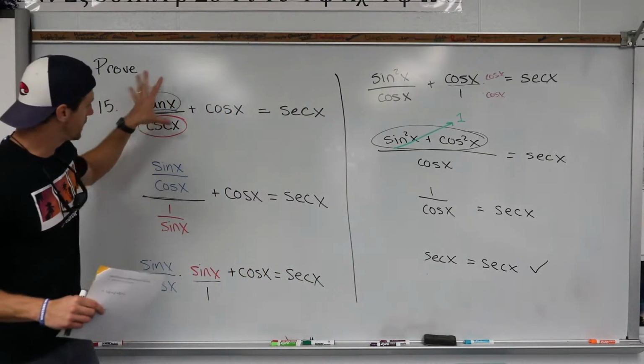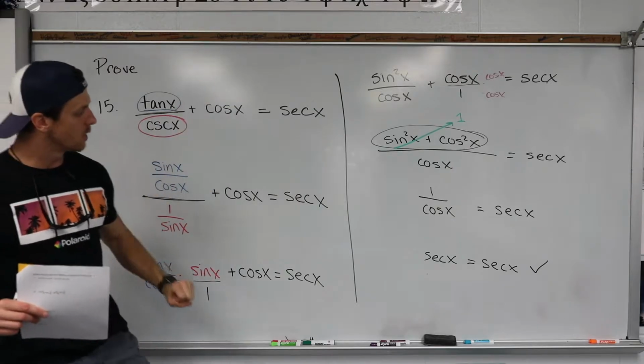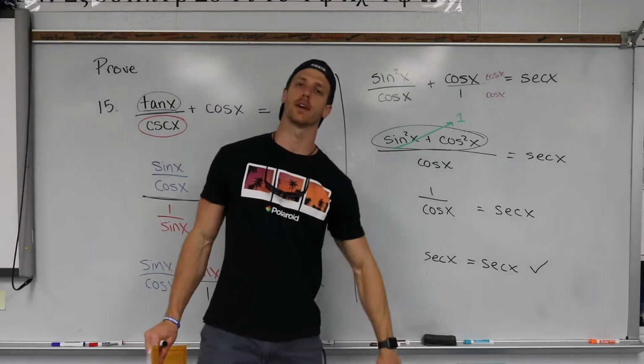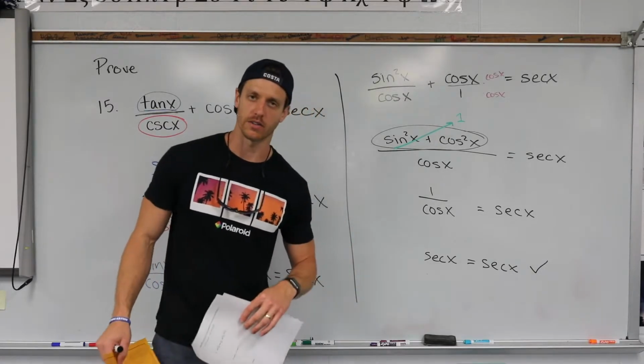We just proved that this stuff, if we do a little rearranging within our identities, we'll get secant of x is equal to secant of x. We just proved it. Alright? So I'm pretty sure you can do number 16 very similar. Alright?